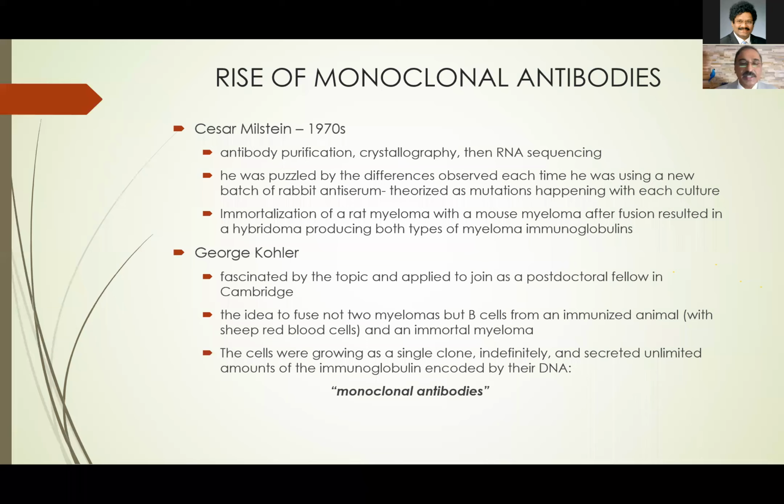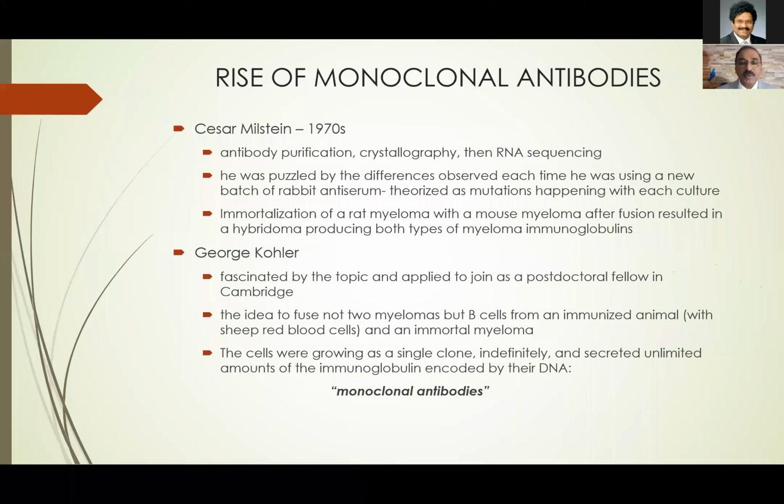So they both worked on this together, and it was Dr. Köhler's idea that instead of fusing two myeloma cells like mouse and rat myeloma, he wanted to take B cells from an immunized animal. That means specific B cells. At that time, they were mainly working with sheep red blood cells. If you remember the rosette formation and all in the early stages of immunology, we worked with a lot of sheep red blood cells when I was in medical school.